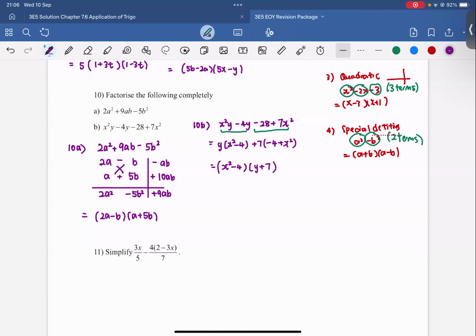Is that all? No, this is not all. This x squared minus 4, you can apply your number 4. You can apply this factorization. So this is actually x squared minus 2 squared. And if you factorize this will become x plus 2, x minus 2. Then copy down the y plus 7. That's all.